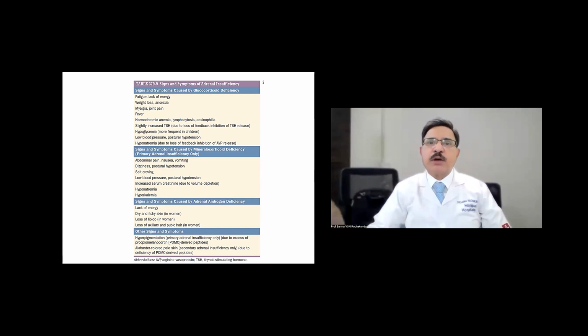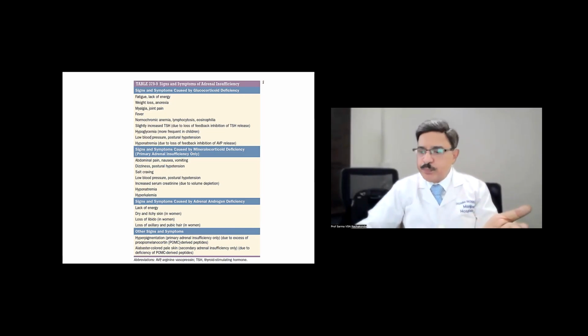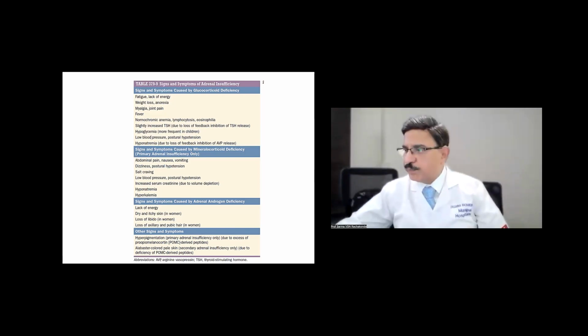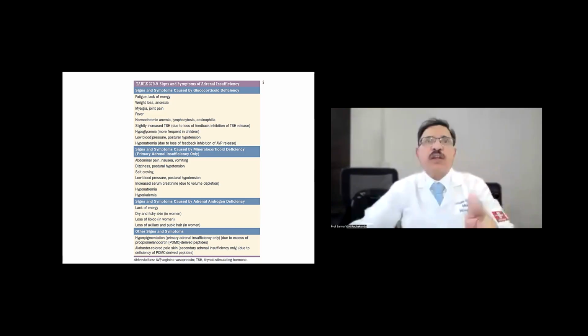Signs and symptoms caused by mineralocorticoid deficiency: abdominal pain, nausea, vomiting, dizziness, postural hypotension, salt craving, low blood pressure, and then increased serum creatinine due to volume depletion, hyponatremia, and then hyperkalemia. Signs and symptoms caused by androgen deficiency: lack of energy, dry and itchy skin, loss of libido, loss of axillary and pubic hair. That's what I told. These are the androgen deficiency.